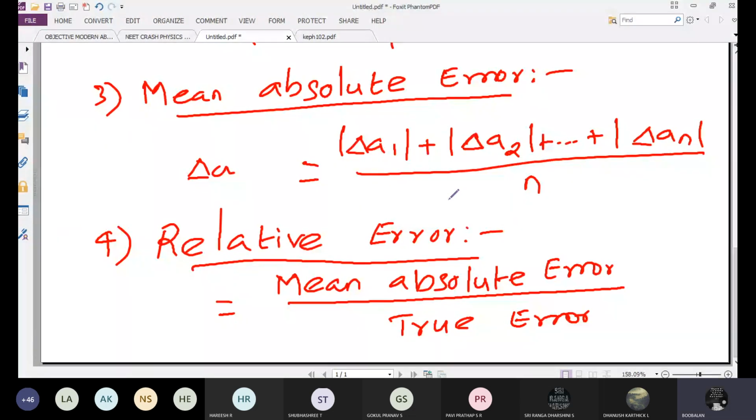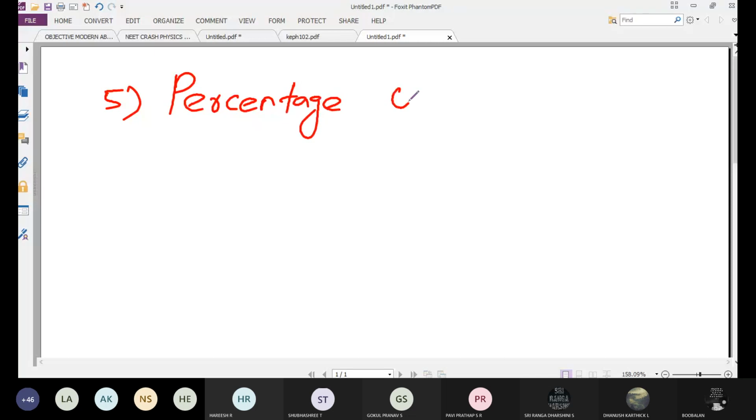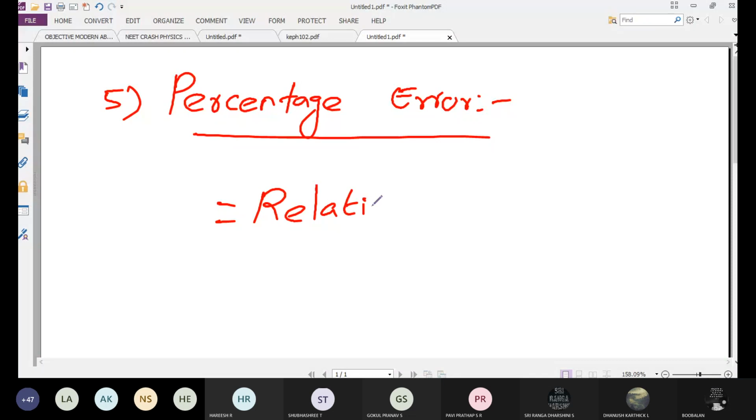Fifth one, percentage error. Percentage error is relative error into 100. So this is percentage error.